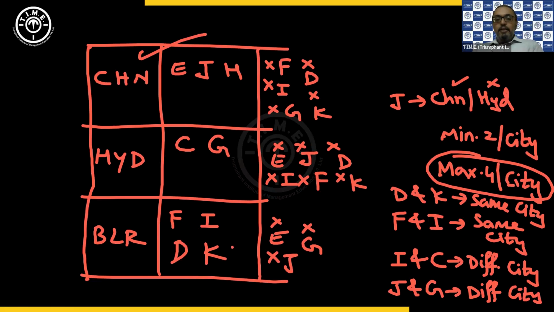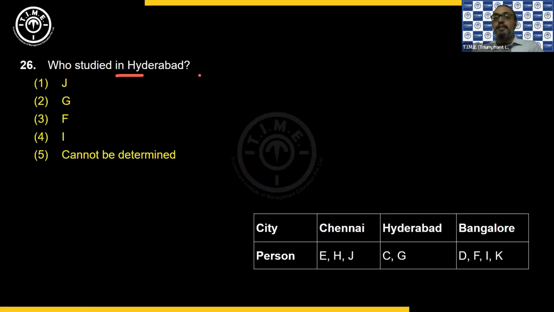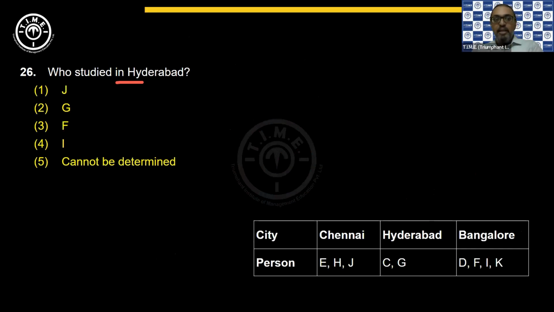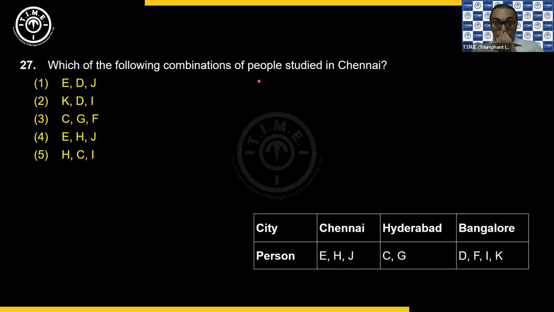Okay. Right. So now going through the questions. Who studied in Hyderabad? Check and see among the options. Who is from Hyderabad? Correct. G, option 2. That is correct. Okay. Then which of the following combinations of persons studied in Chennai?